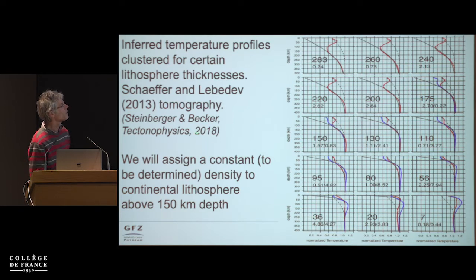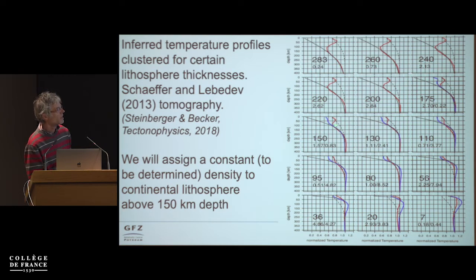Now we did in this paper with Thorsten Becker, what I did is I inferred the temperature profile clustered for certain lithosphere thicknesses from this tomography model. So I just take the vertical profile and cluster them for the inferred thickness, and then compare with the theoretical temperature profile, assuming this, what is it called, error function profile. And I find that always for the lower part of the lithosphere, up to about 150 kilometers or so, there is a very good fit with this inferred temperature profile. Only in the upper part, it deviates.